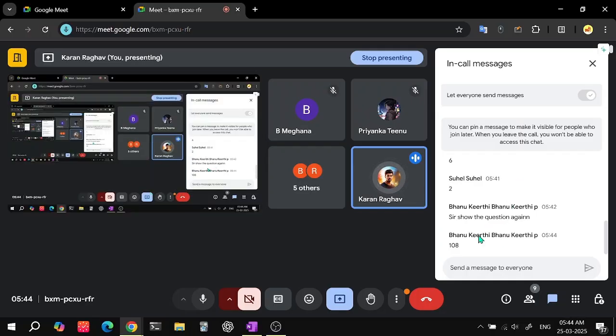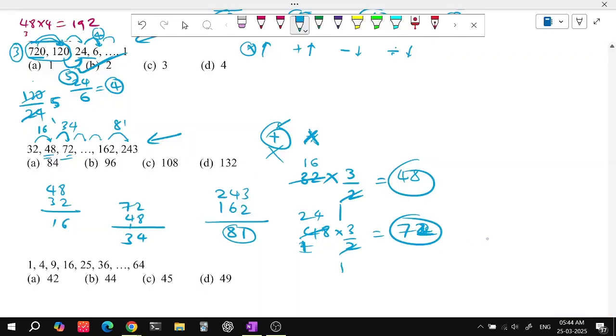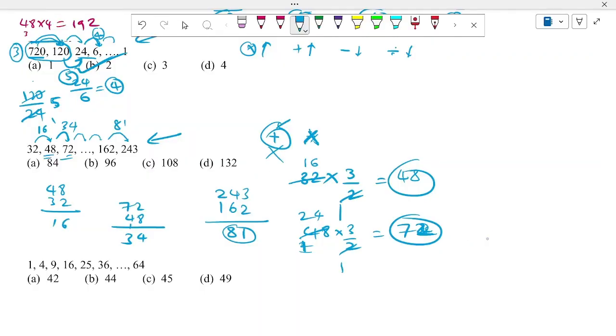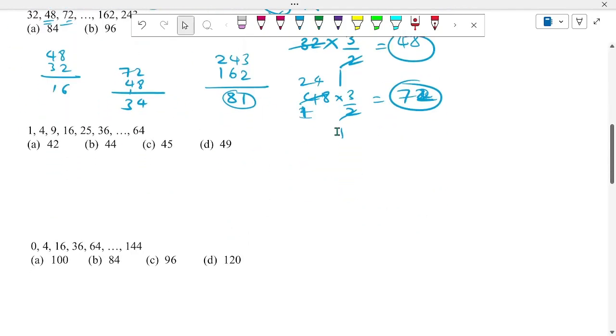You have found 108. Yes, 108 is the correct answer. Right. So questions can be of this type also. They are a bit difficult level, okay. But once you practice these questions, you will be able to solve them faster. Fine. Now you look at the next one.